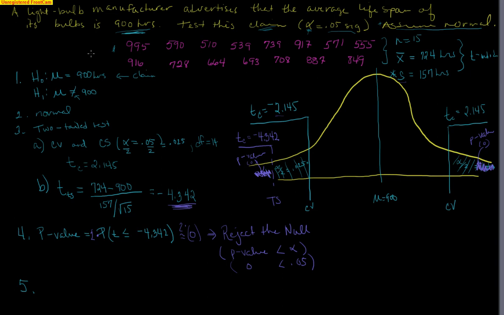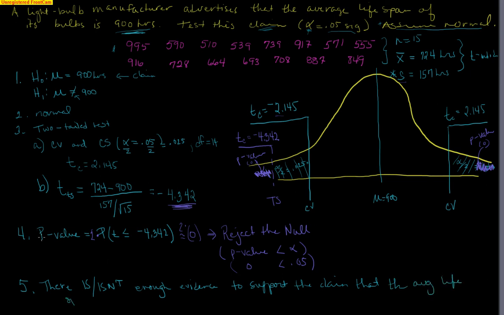Now it goes back to up here with the claim. We have to be careful in that, so what is our conclusion? There is or isn't enough evidence to support the claim that the average lifespan of light bulbs, I'm going to abbreviate here, of light bulbs is 900 hours.